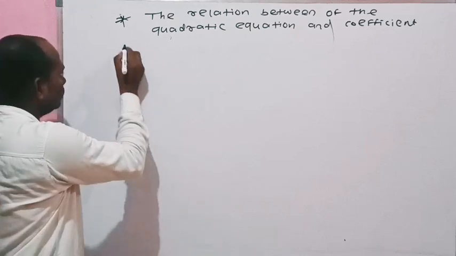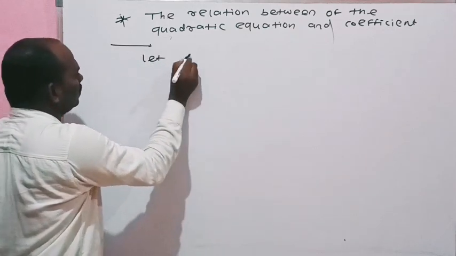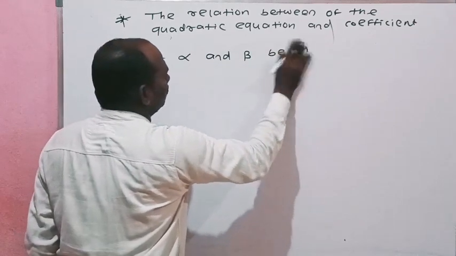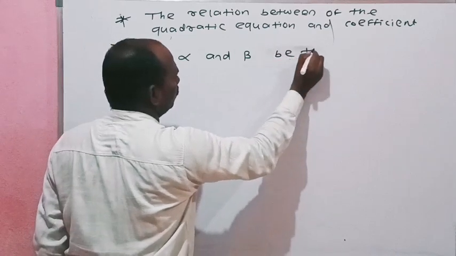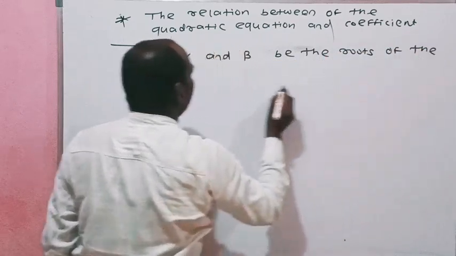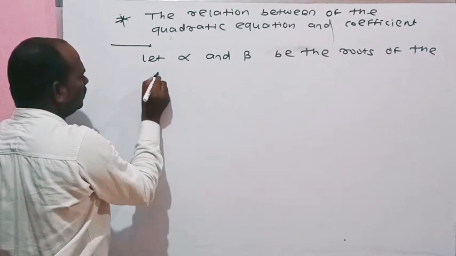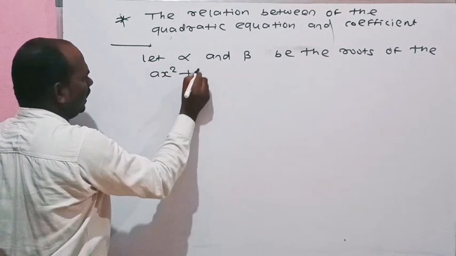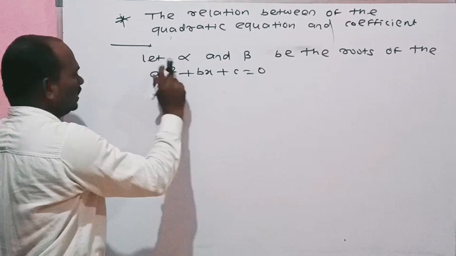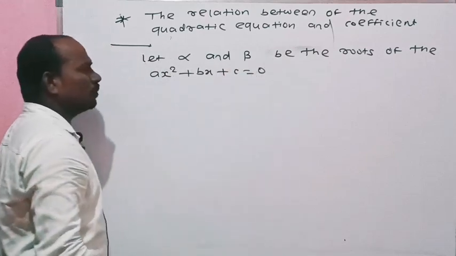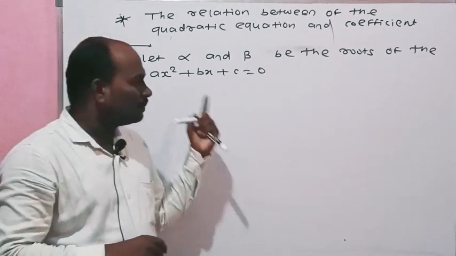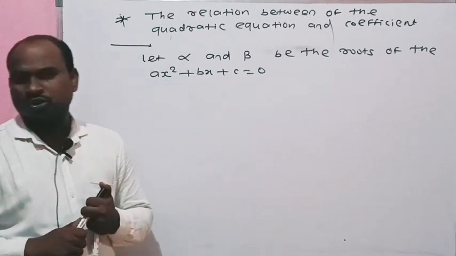Let alpha and beta be the roots of the quadratic equation, roots of the quadratic equation that is ax square plus bx plus c equal to 0. Now let alpha and beta be the roots of the quadratic equation, where the quadratic equation is ax square plus bx plus c equal to 0.